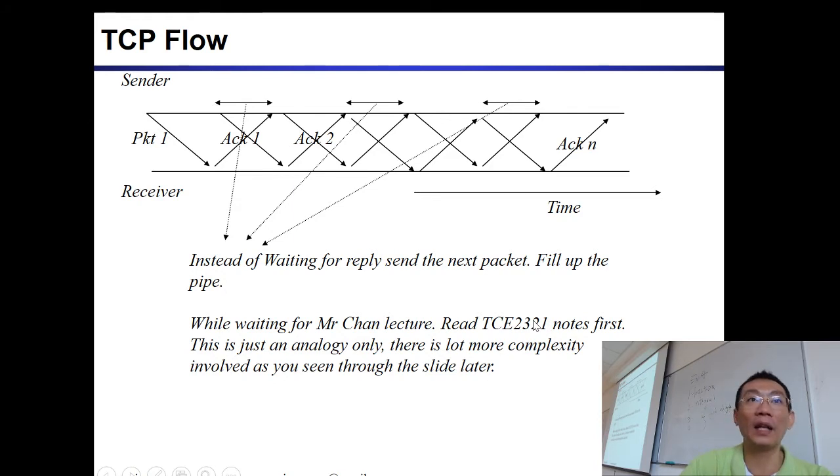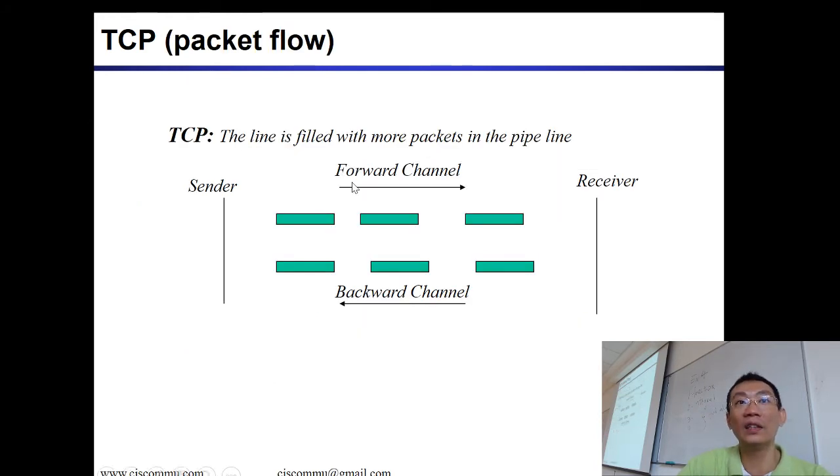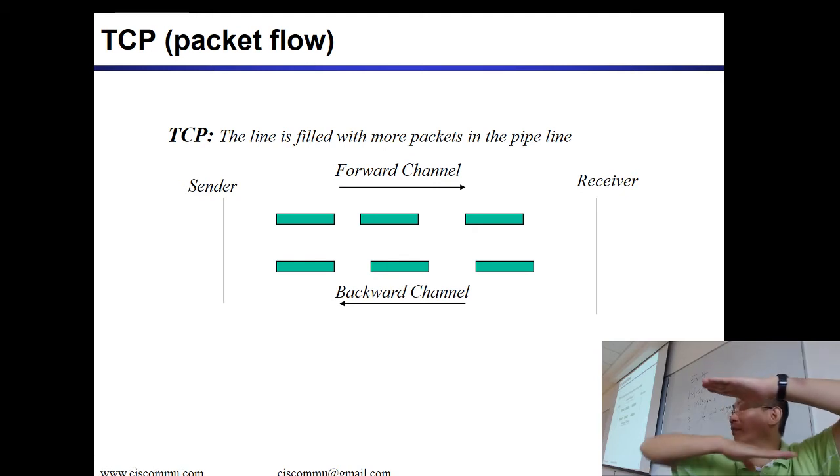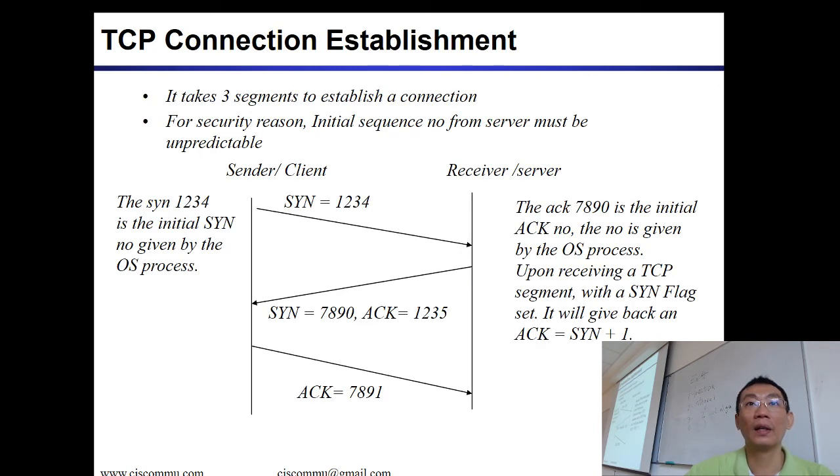Okay, pipelining. So you can see over here, in the forward channel the pipe is full. The backward channel, the pipe is also full. So it really makes full use of the channel, forward and backward. And bear in mind, TCP is duplex, full duplex, forward and backward direction.